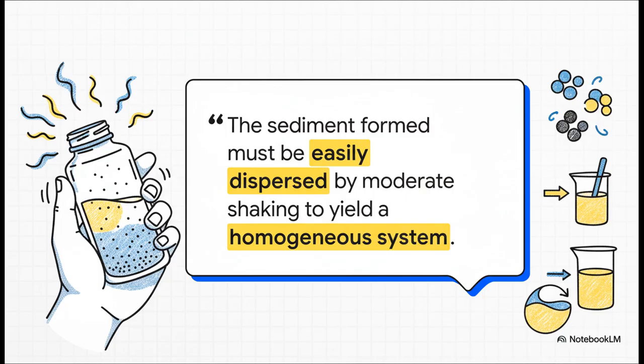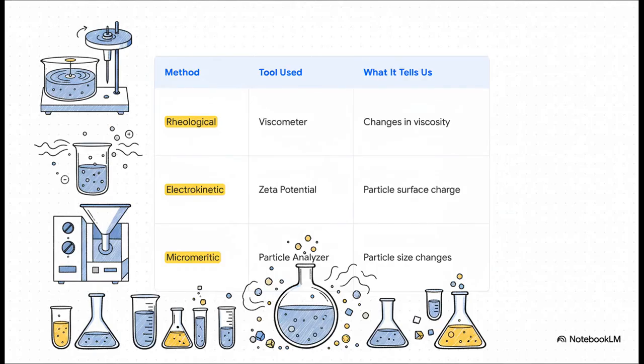But you know, a number in a lab notebook isn't the whole story. The real test is a practical one. Just like this quote says, the final product has to be easily remixed by the patient with just a bit of shaking. If you can't shake it back into a uniform liquid, it's a failure, period. And beyond that, scientists use some really sophisticated tools to get the full picture. They use things called viscometers to check the thickness, particle size analyzers to make sure no crystals are getting too big, and even something called a zeta potential analyzer. This thing actually measures the tiny electrical charge on the surface of each particle. That charge is so important because it controls whether the particles push each other away or pull together and clump. It's all part of this incredibly detailed process to guarantee safety and stability.